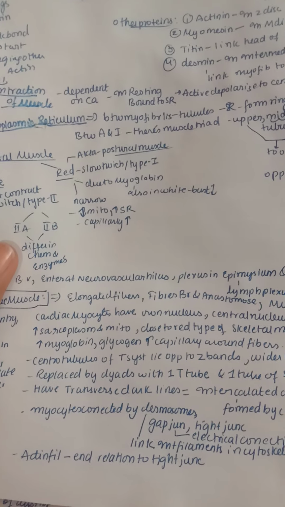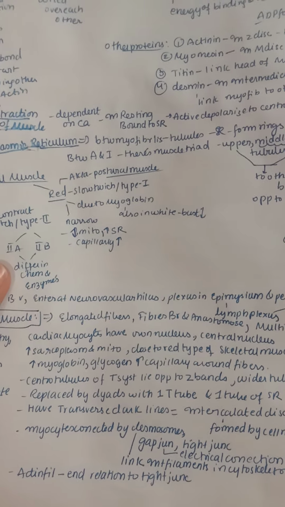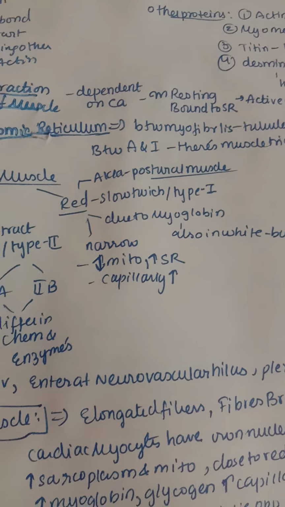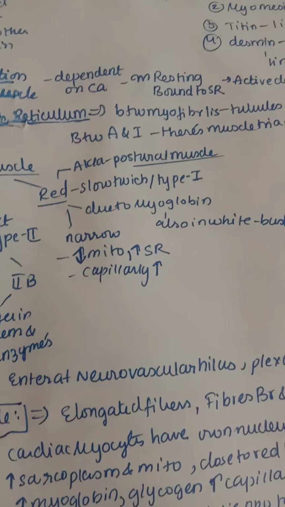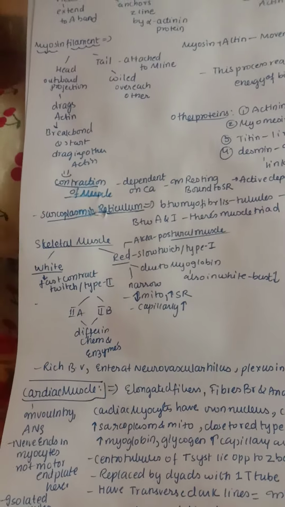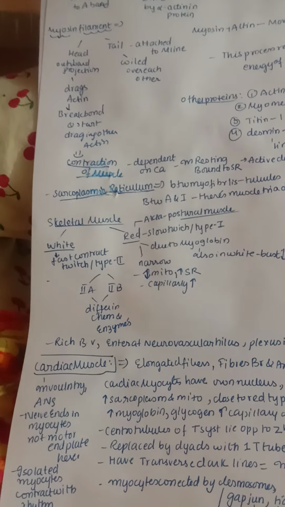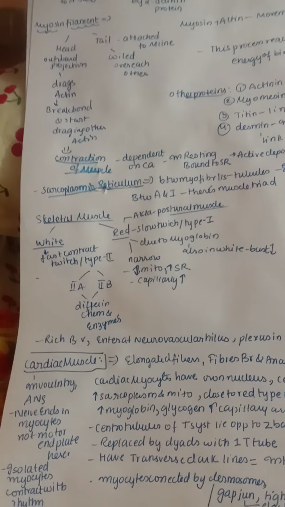The red color is mainly due to myoglobin. It is also present in white but in low quantities, so it doesn't appear red. But in red, as it is more abundant, it appears red in color, and the fiber is narrow. Red fibers have more mitochondria, more sarcoplasmic reticulum, and more capillaries. The white type 2 cells are further divided into 2A and 2B, which differ in chemicals and also enzymes.